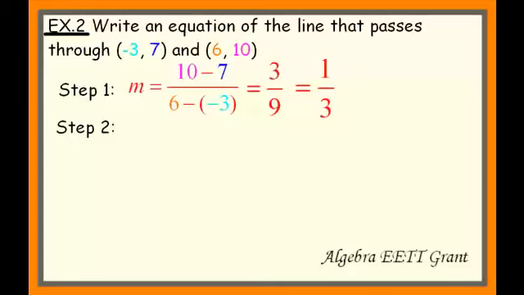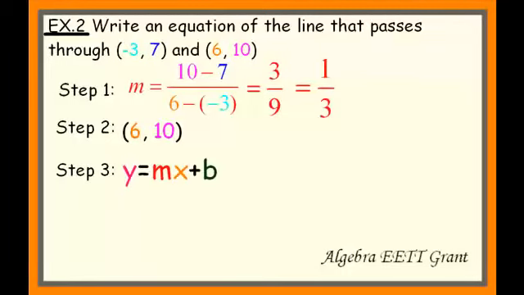Now, step 2 is pick a point. It does not matter which point you use. I'm just going to use (6, 10). Now you might say, well, I'm going to use (-3, 7). That's fine. They both will give you the same answer in the end, but you've got to pick one. So we've got a slope and a point, and now we've got to find the y-intercept.